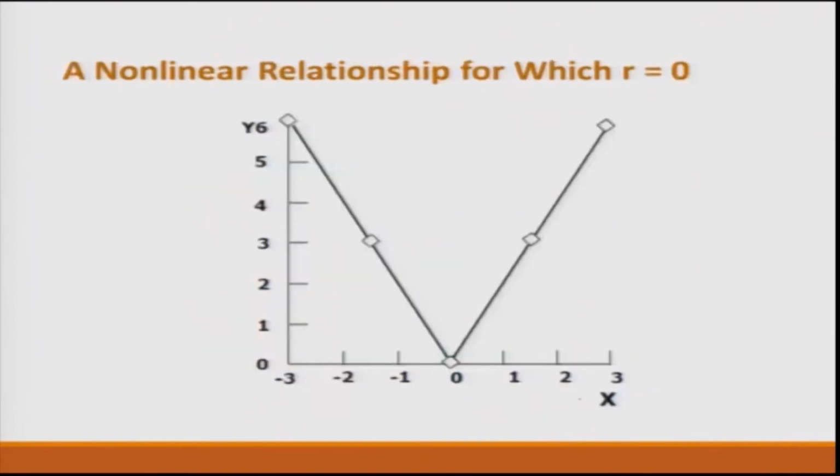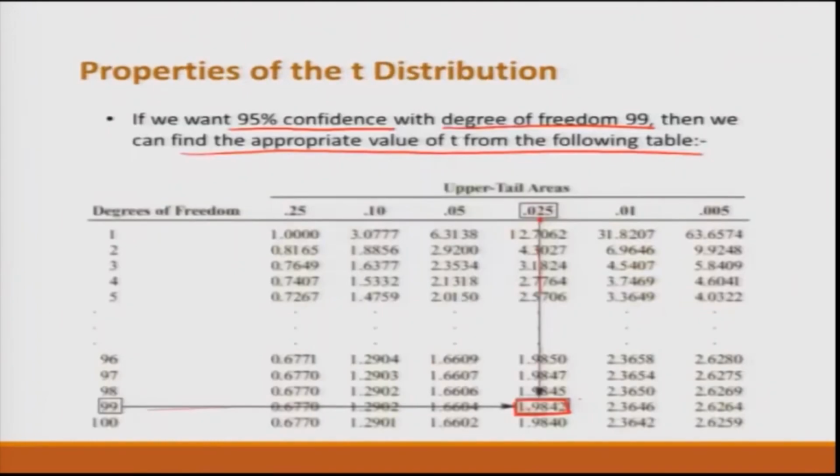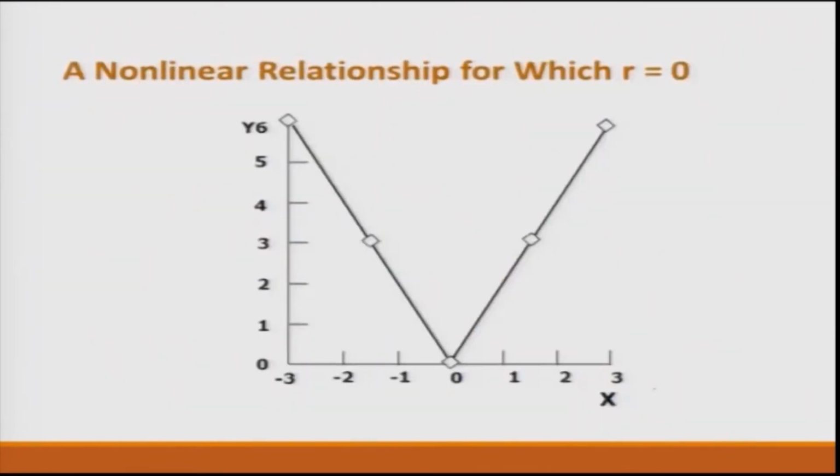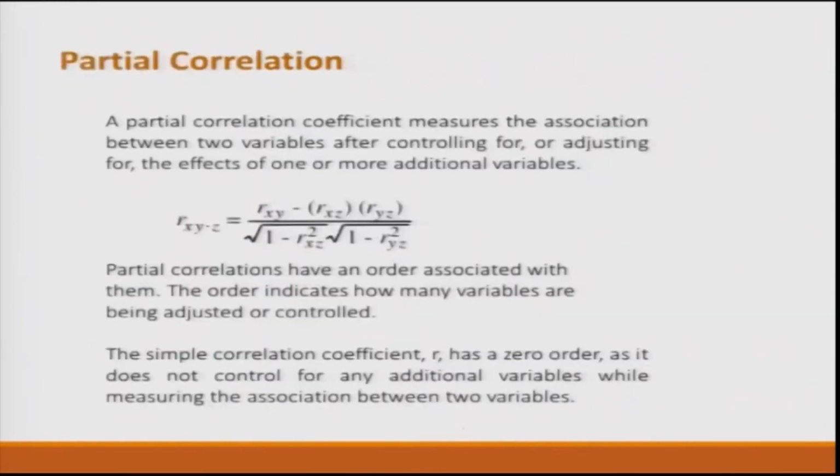So, there is a non-linear relationship, as we discussed before. Here is a non-linear relationship. There is a relationship, but the correlation coefficient is 0. So, this diagram is again explaining that thing.